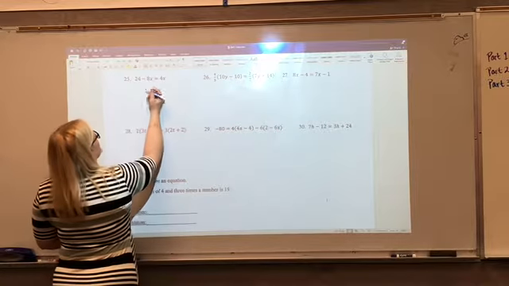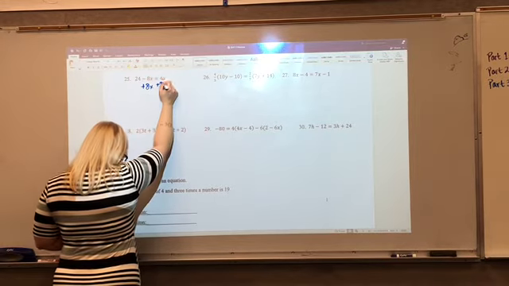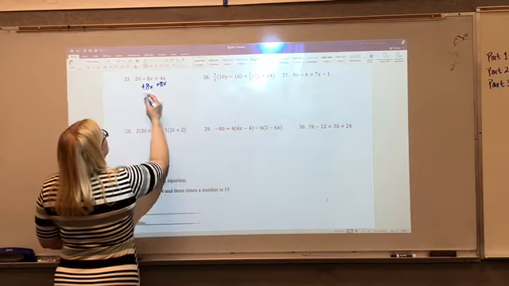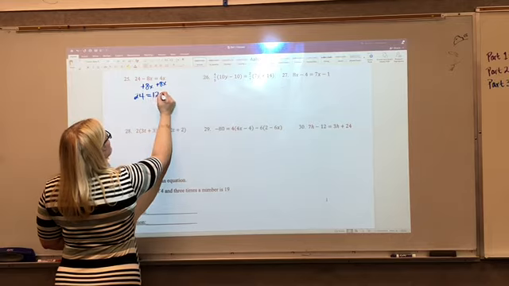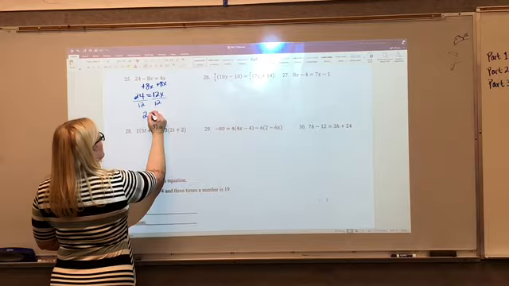So for number 25, I'm going to add 8x to both sides. And this gives me 24 equals 12x. Then I divide both sides by 12 and I get 2 equals x.